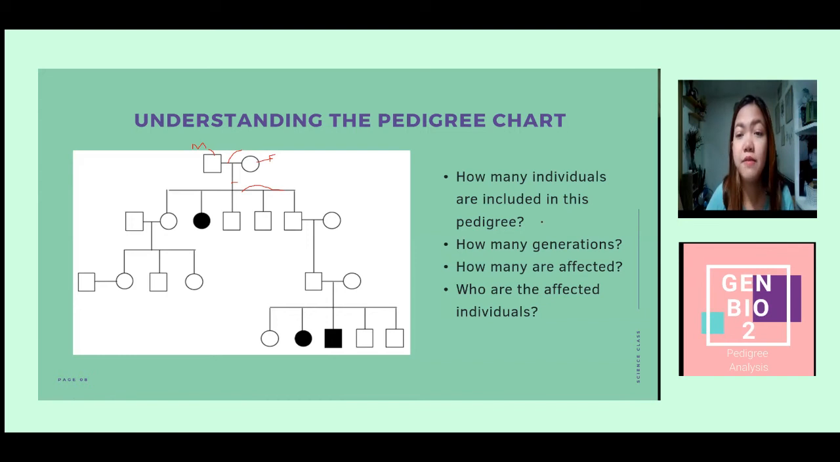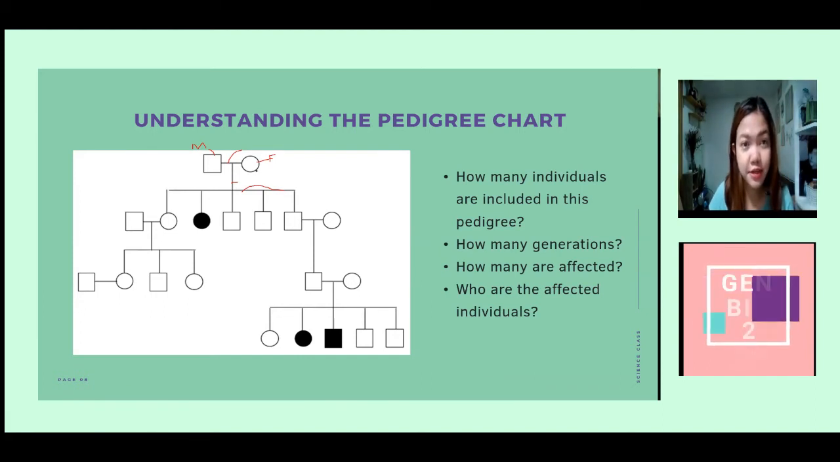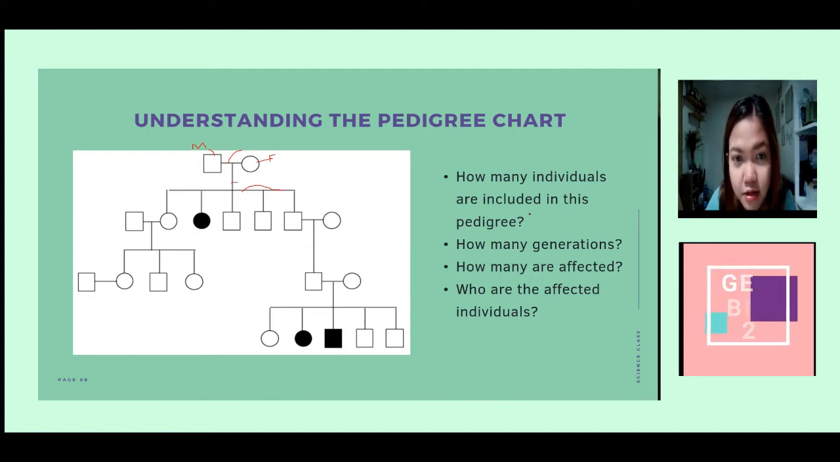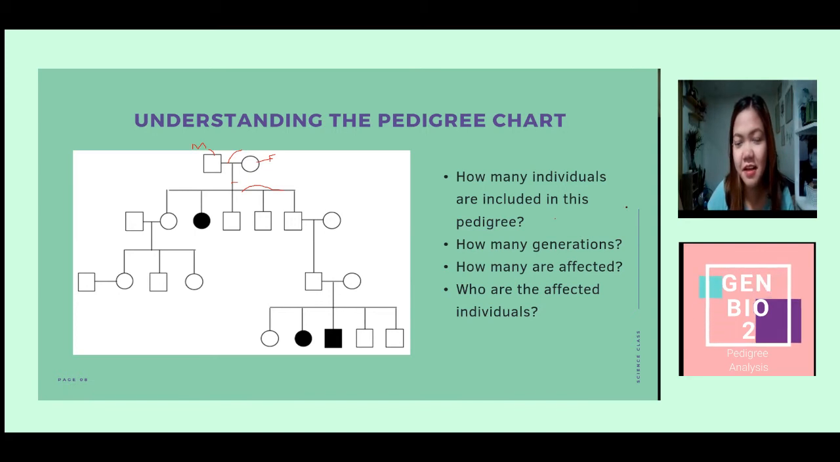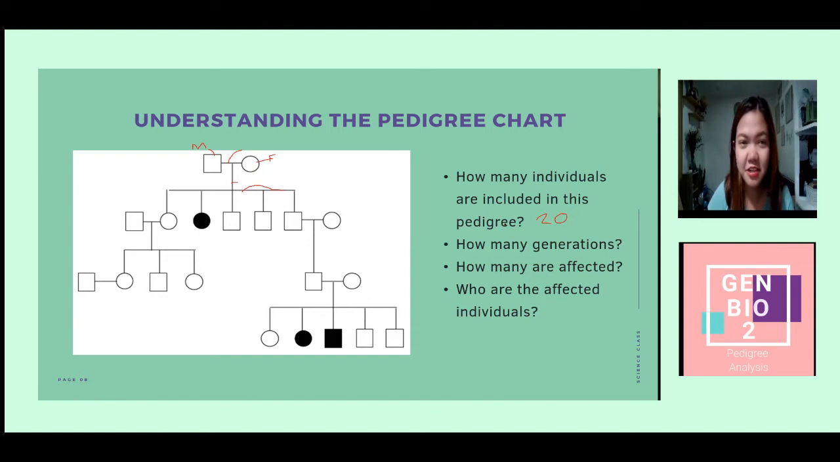So how many individuals are in this pedigree? We'll be able to know that by just counting how many squares and circles we have here. So 1, 2, 3, 4, 5, 6, 7, 8, 9, 10, 11, 12, 13, 14, 15, 16, 17, 18, 19, 20. So we have 20 individuals. Okay, so how many generations?